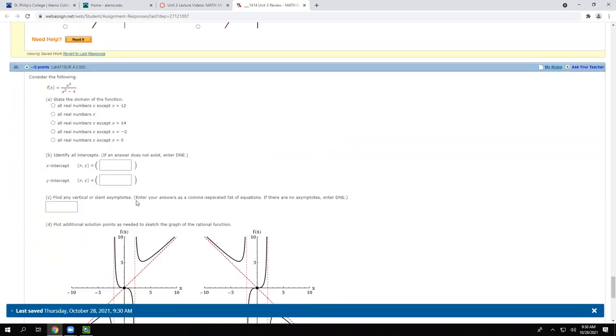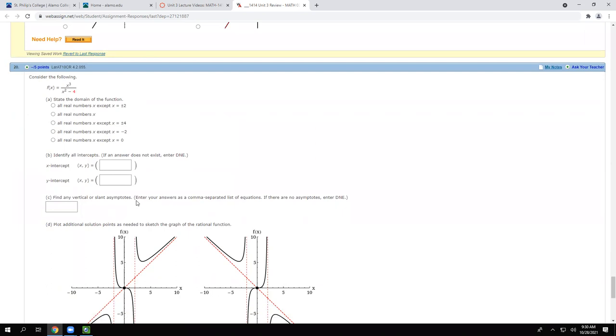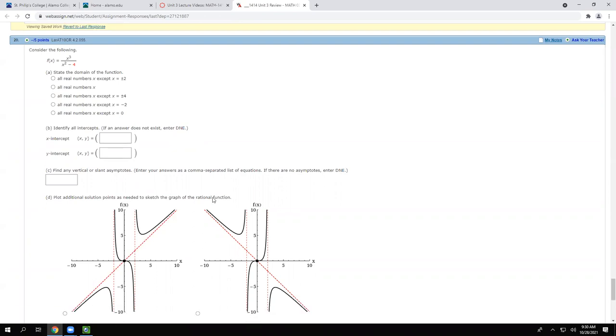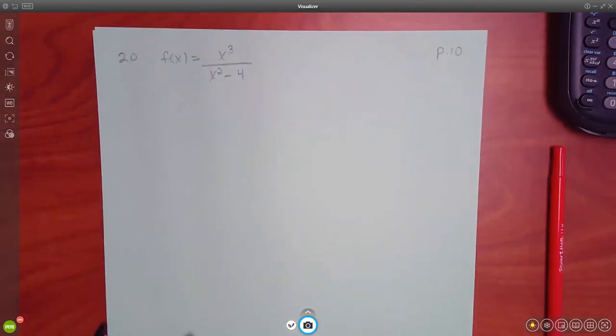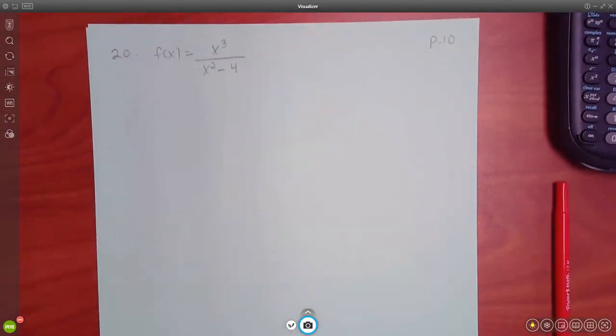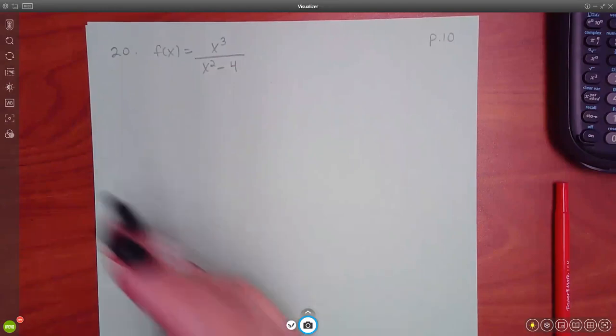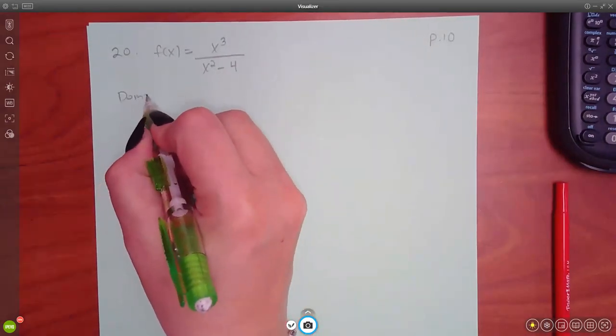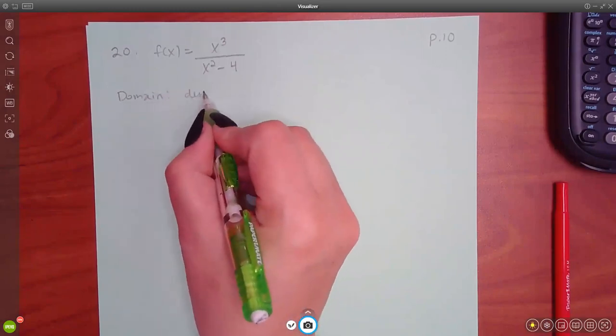Okay, last one. Same process, just different functions. You're not gonna be asked two, only one, but it's good to be prepared, right? For some reason, both of these have slant asymptotes. That doesn't mean yours will. Yours might have just a regular horizontal. Okay, so we're gonna go through all of those processes again. So first is domain. For that, we're gonna take our denominator not equal to 0.